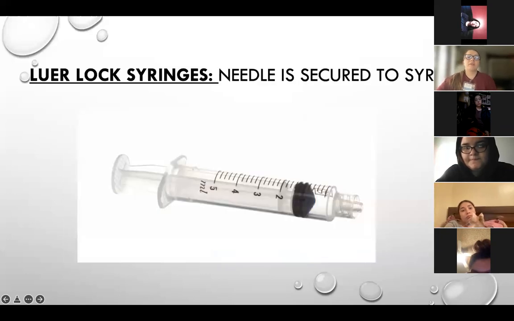So looking in a little bit further detail at our luer lock here. We can see the luer lock syringe has this extra plastic layer here, and that's what the needle is going to screw into and keep it secure in place. And we can see this is a 5 ml syringe because the measurement goes all the way down to 5.